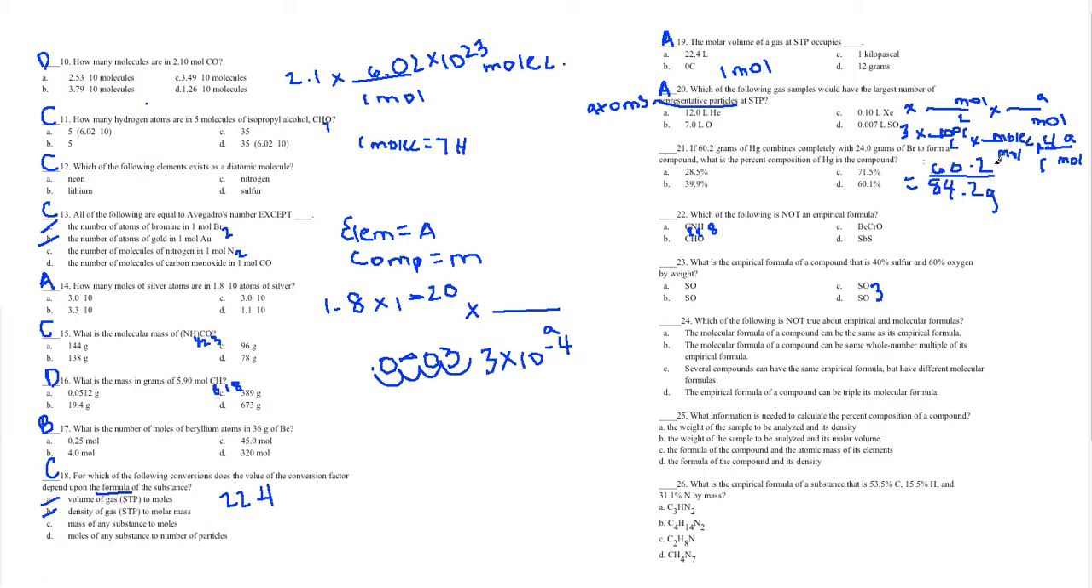So I'm going to take this in my calculator really quickly. I'm going to take 60.2 divided by 84.2, and I end up getting 71.5%. So I end up getting C. And that works out perfectly.